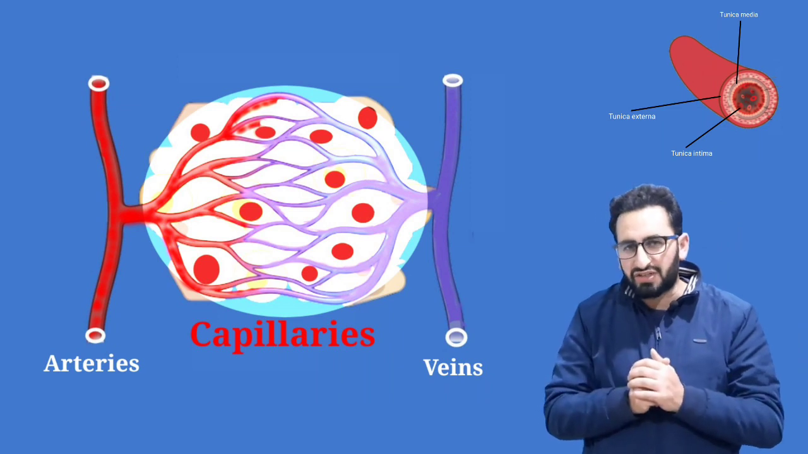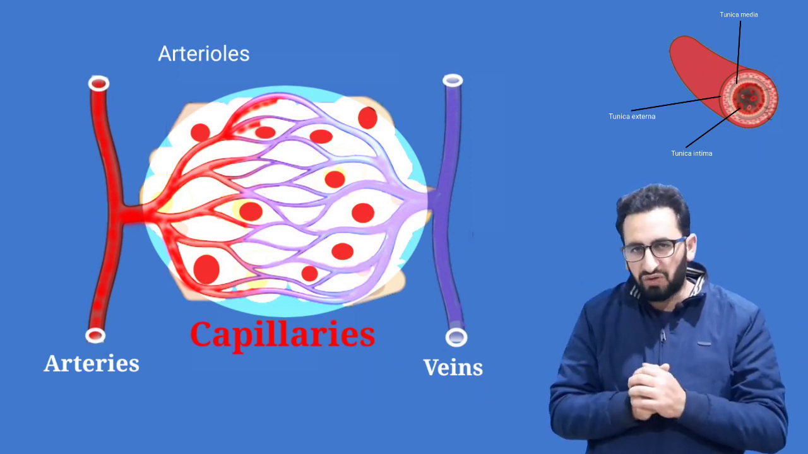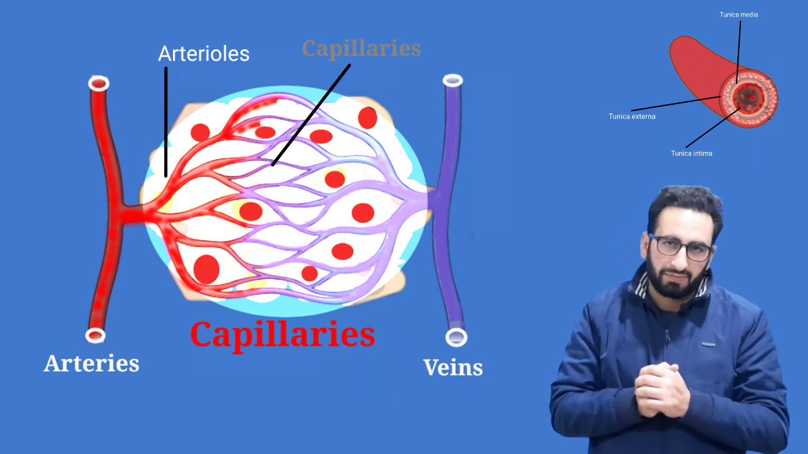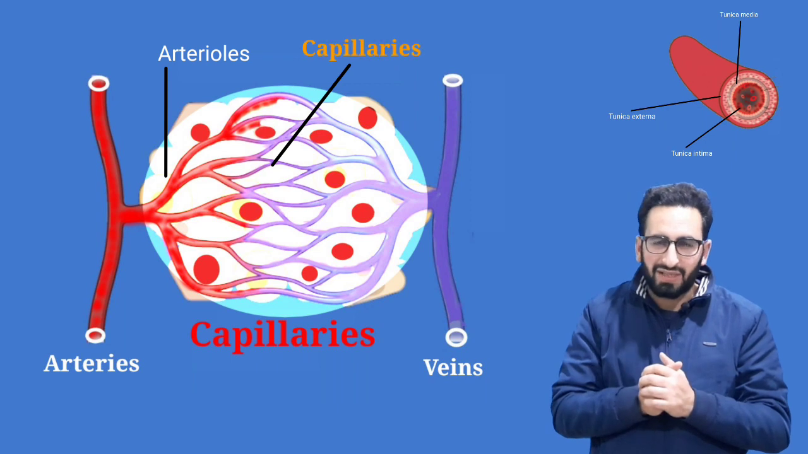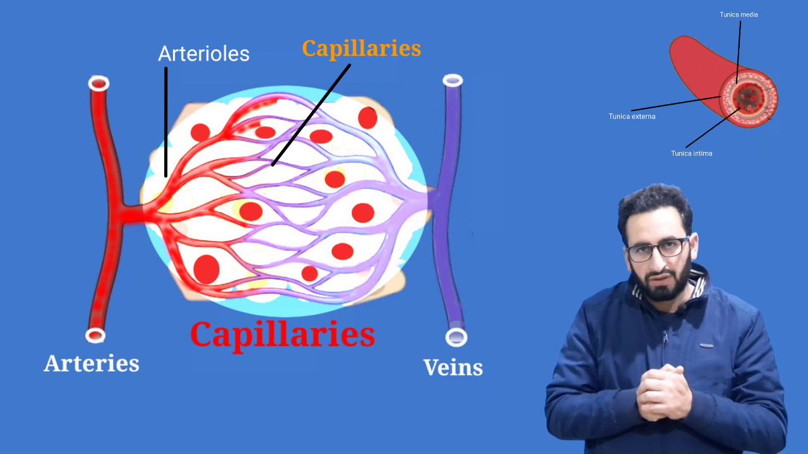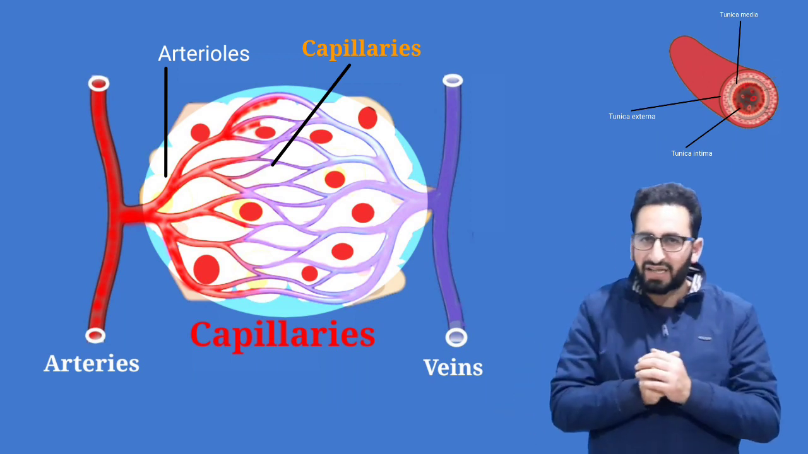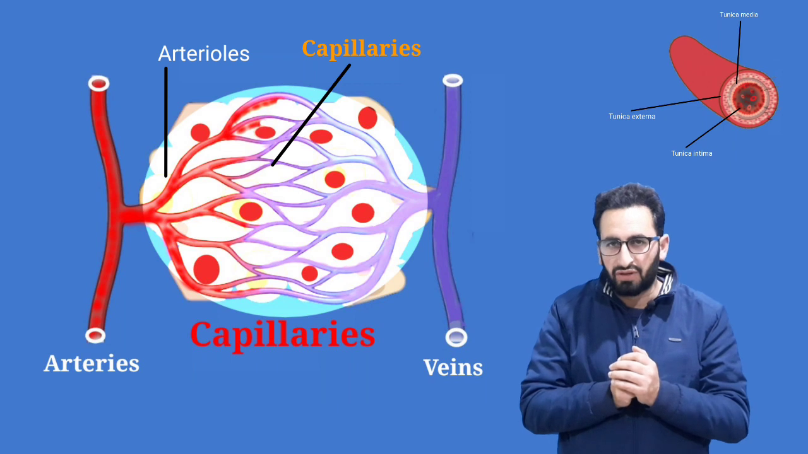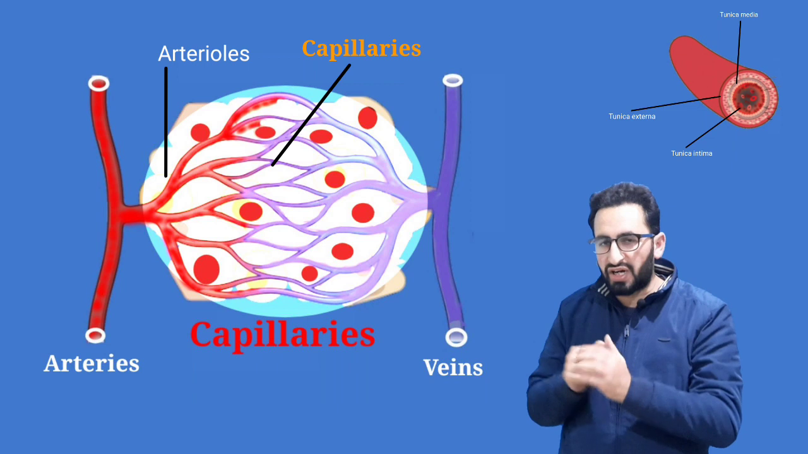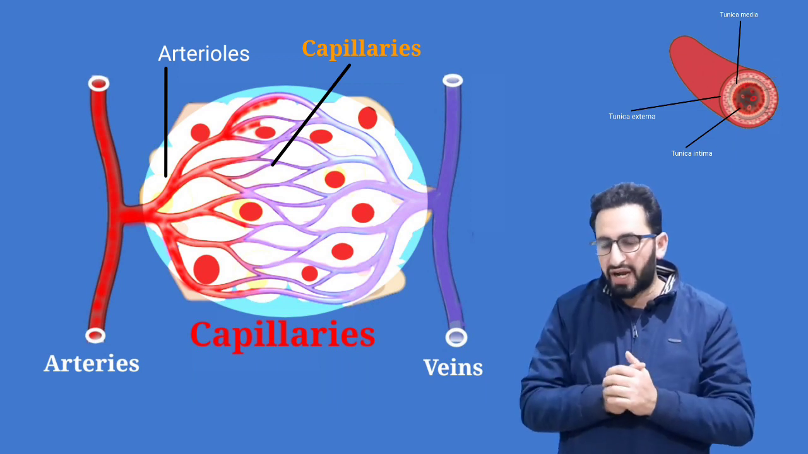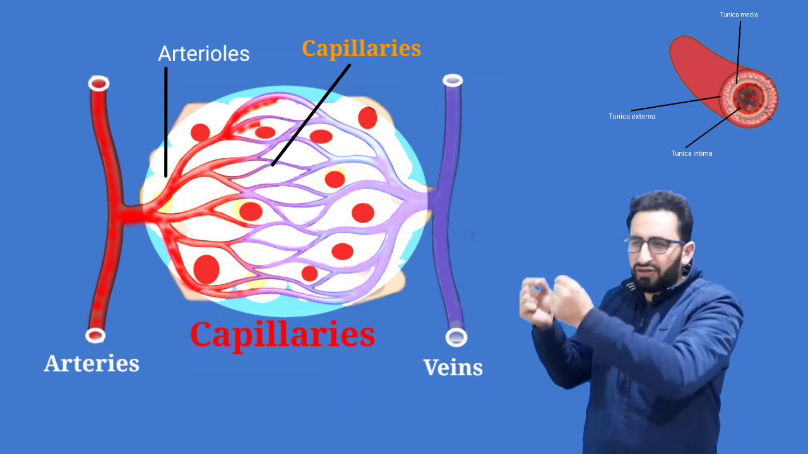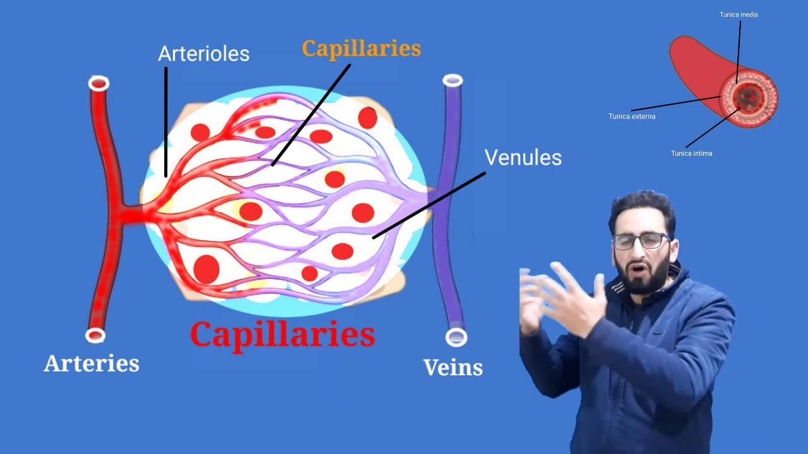The larger arteries narrow into the smaller arterioles. The arterioles further narrow into the blood capillaries. The blood capillaries are made up of single-layer endothelial cells. The capillaries are the site of gas exchange, where the nutrients and the hormones are delivered to the cells, tissues and organs of the body. After leaving the capillaries, the deoxygenated blood enters into the venules and the venules form the veins.